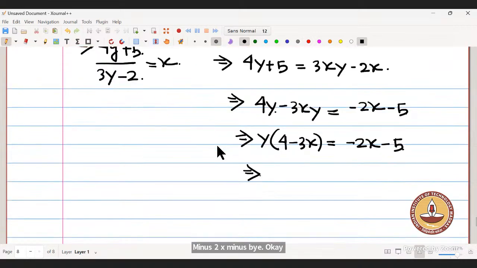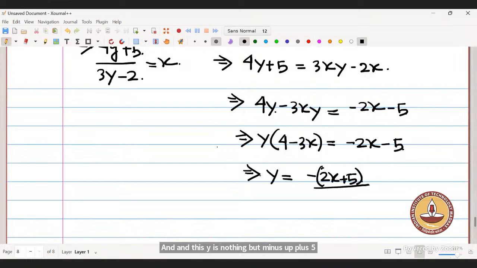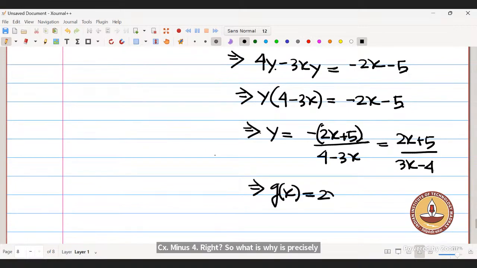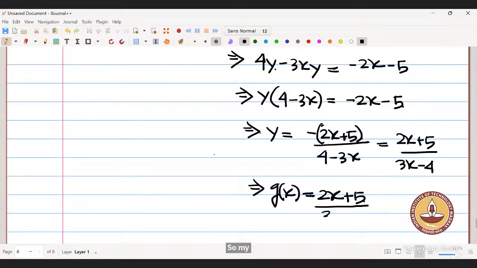And this y is nothing but minus of 2x plus 5 divided by 4 minus 3x. And if I multiply by minus, what I will get? 2x plus 5 upon 3x minus 4, right? So what is y? Y is precisely g of x, right? So my g of x is 2x plus 5 divided by 3x minus 4, right?